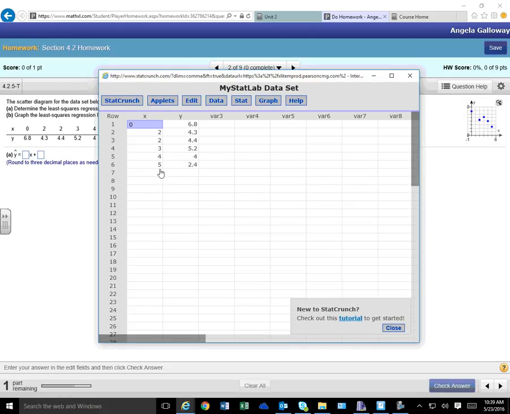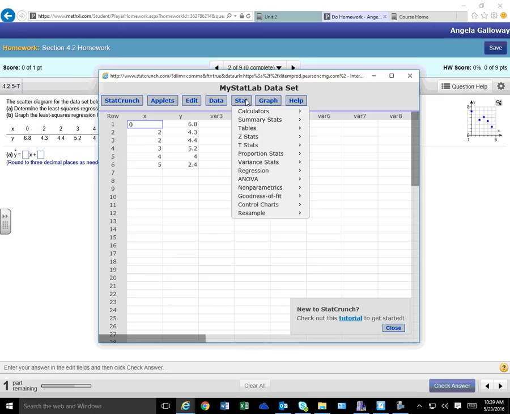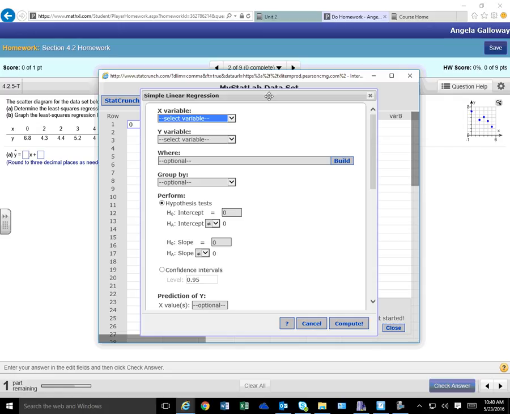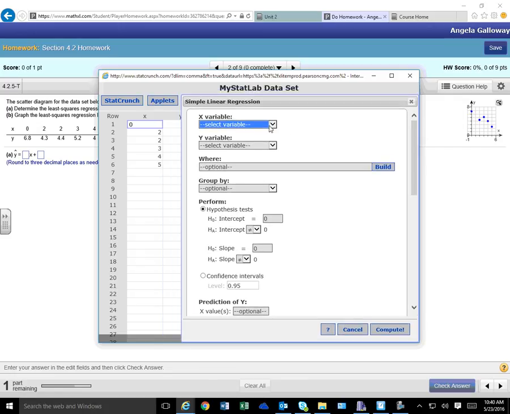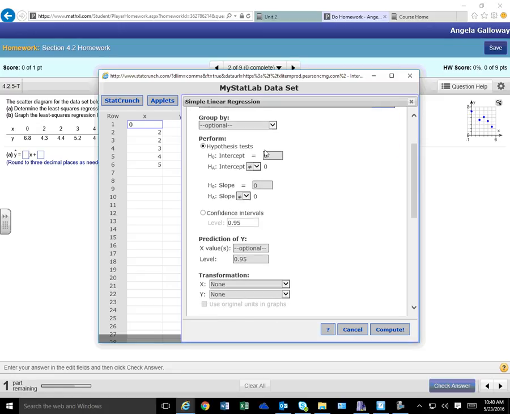Okay, so we've got our data in there, X and Y. We're going to go to Stat and Regression, and we're just going to do simple linear regression. Okay, so it says, where is your X variable? Well, our X variable is the X, right? It's already labeled for us. Our Y variable is the Y. We don't need to do any of this. We don't need any of that.